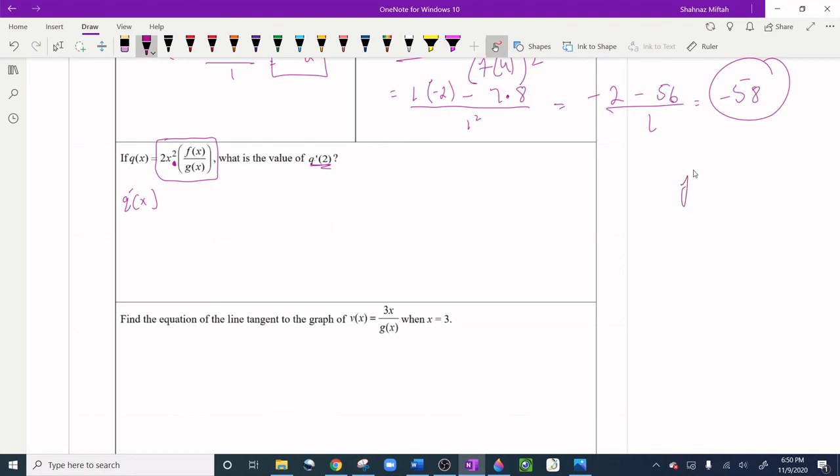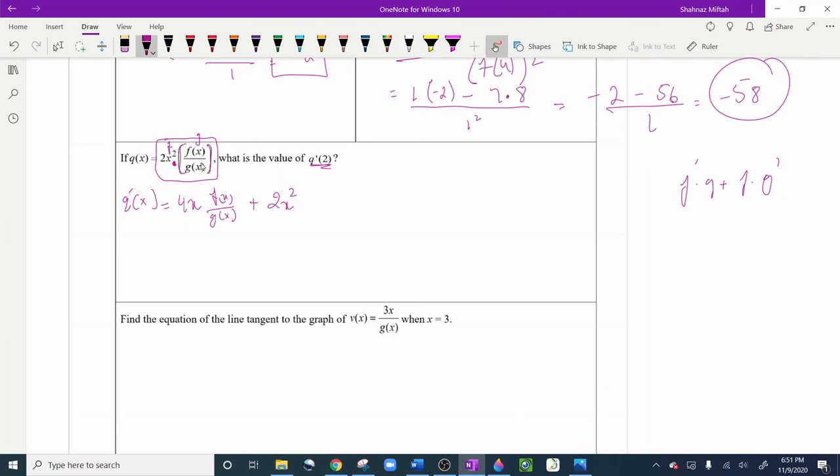What is my product rule? F prime g plus f times g prime. That's my product rule. So how do we do this? This is my f, and this whole function is my g. So take the derivative of f, which is 4x, and keep the g as it is, which is f of x over g of x, plus, keep the f as it is, which is 2x squared, and take the derivative of g. Now, if you pay attention, g is a quotient rule.